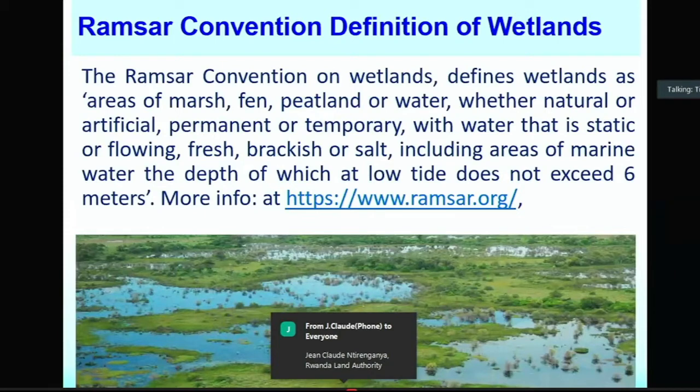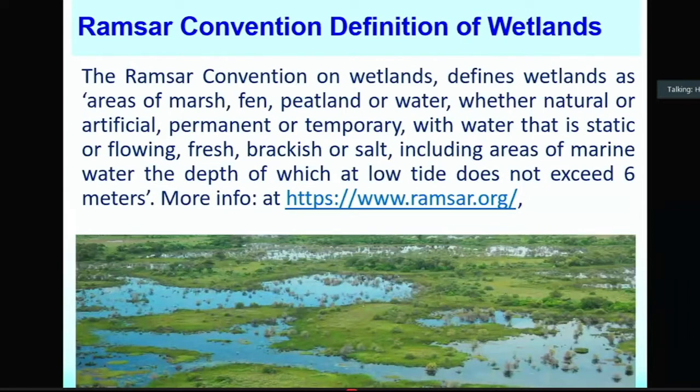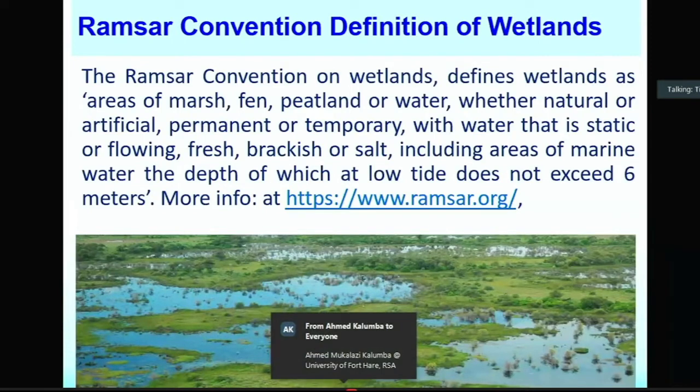In the Ramsar Convention, wetlands are defined as areas of marsh, fen, peatland, or water, whether natural or artificial, permanent or temporary, with water that is static or flowing, fresh, brackish, or salt, including areas of marine water the depth of which at low tide does not exceed 6 meters. If you would like more information about Ramsar, the link is provided here.